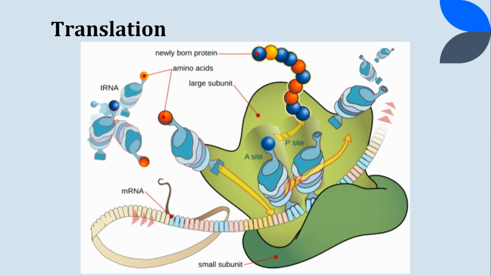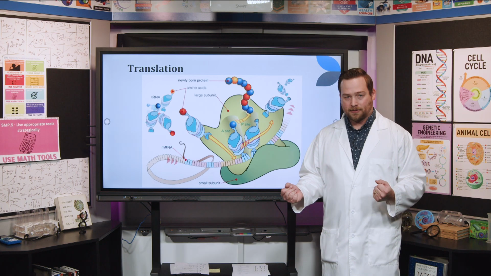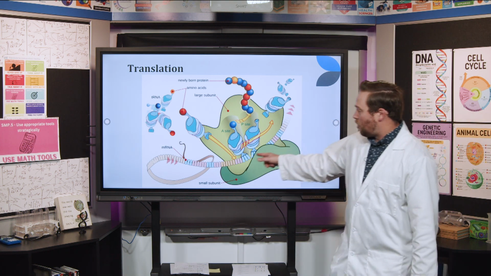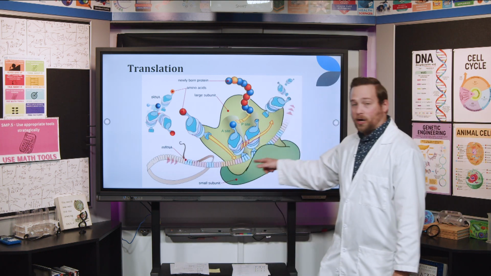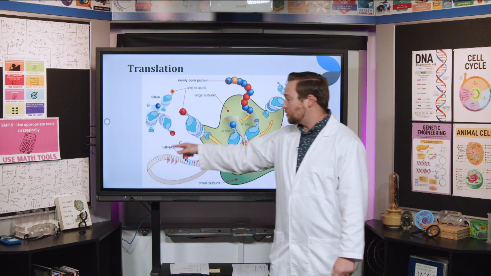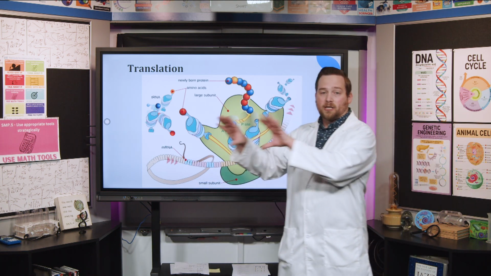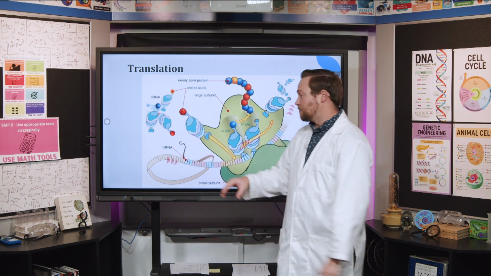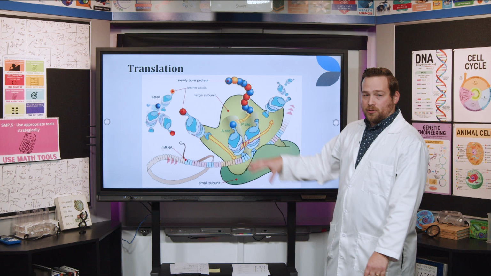Okay, so let's look at that in a little bit more detail, what's really going on here. I'm going to walk y'all through it, point out some of the important things you need to know and how this whole process happens. Okay, so down here, this long line, this is the mRNA. Okay, we made this in the nucleus. So it's left the nucleus, it's come out to the cytoplasm. That's where these ribosomes are.